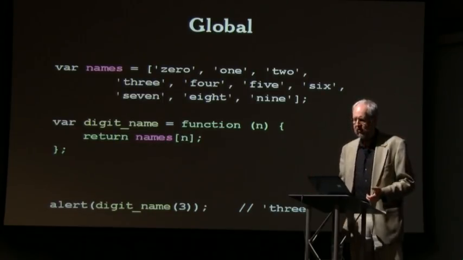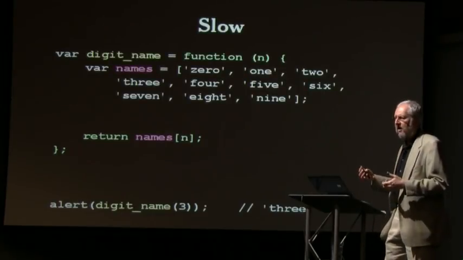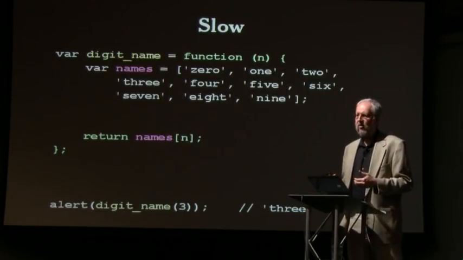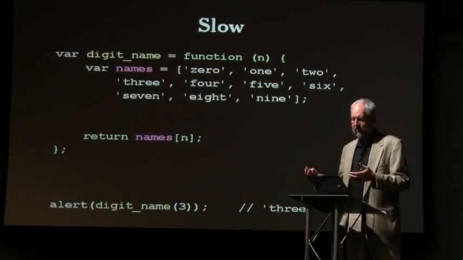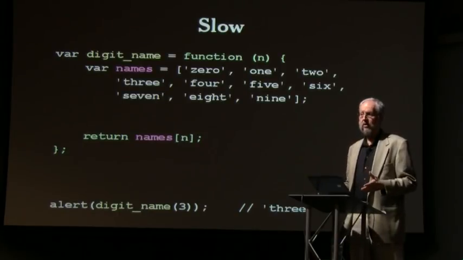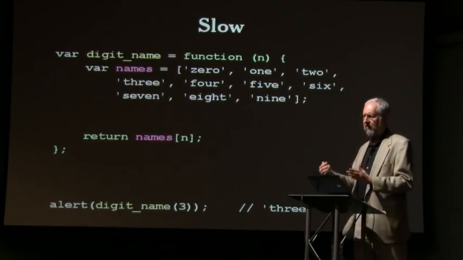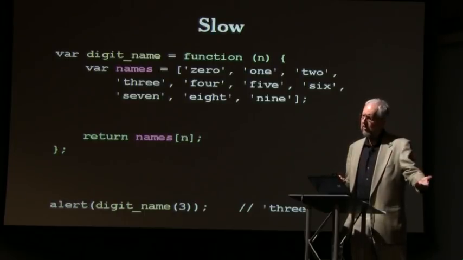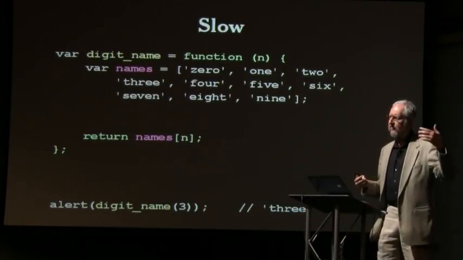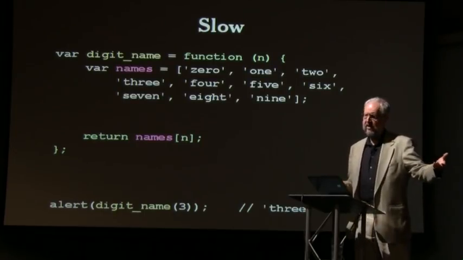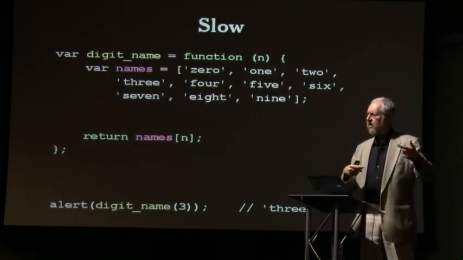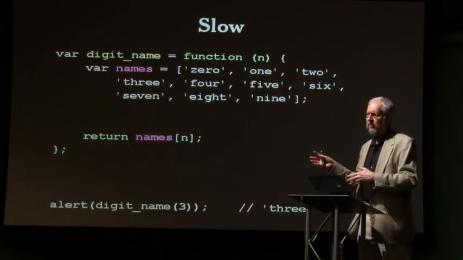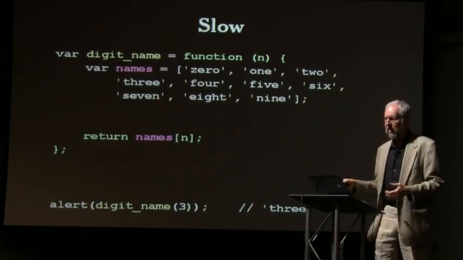One way we could do that is to rewrite this program so that names is now a local variable of the digit name function. And that works. It's a local variable. We have function scope. Names is not visible on the outside. So even if an evil ad comes in and has a names variable, it will not interfere with this one. So that's good. This is a much more reliable version of the function.